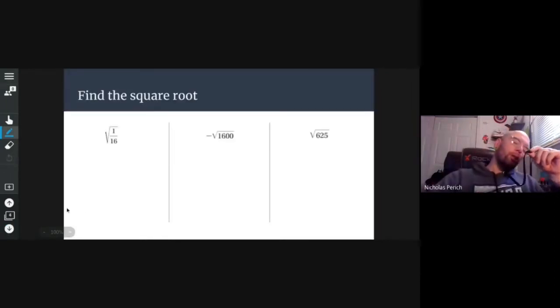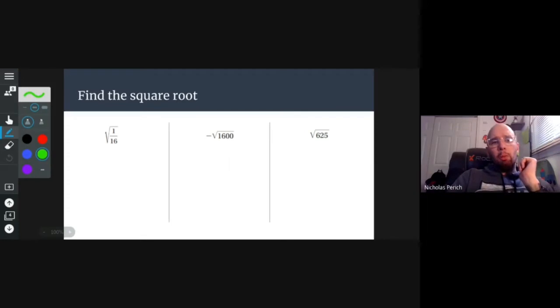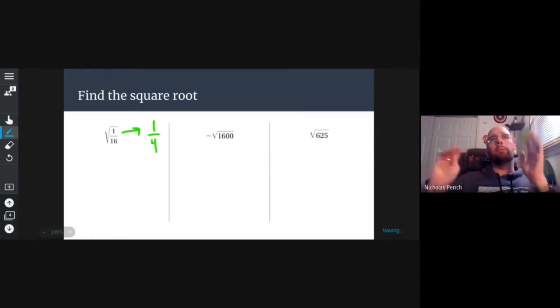If I ask you to find the square root, you just do exactly what I said. Now, in the first problem, you have a fraction. No big deal. You just take each part. What times itself gives you 1? 1. What times itself gives you 16? 4. So the square root of 1 over 16 is 1 over 4. Done.